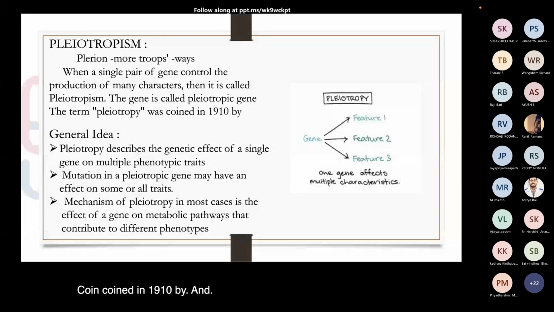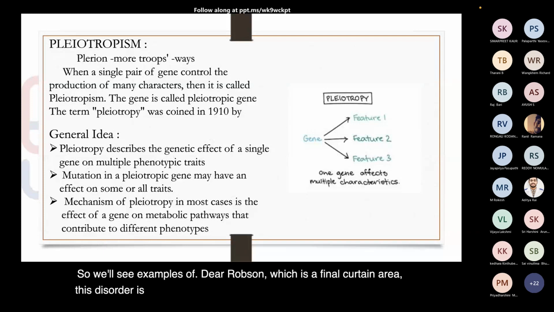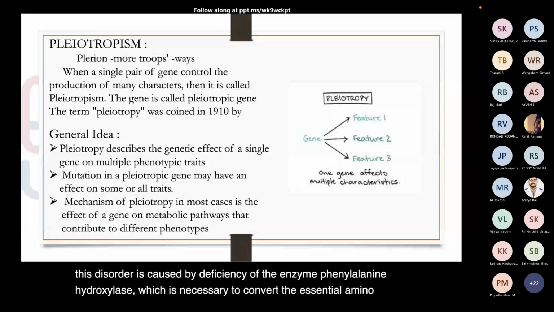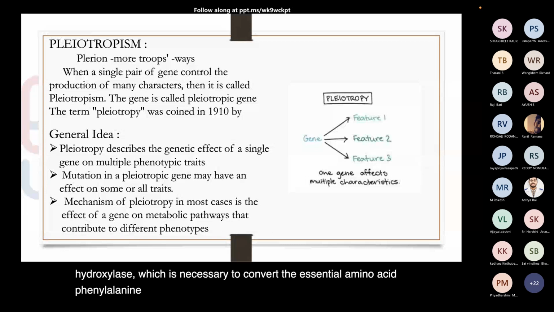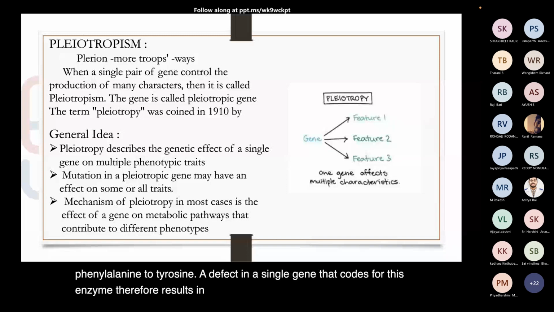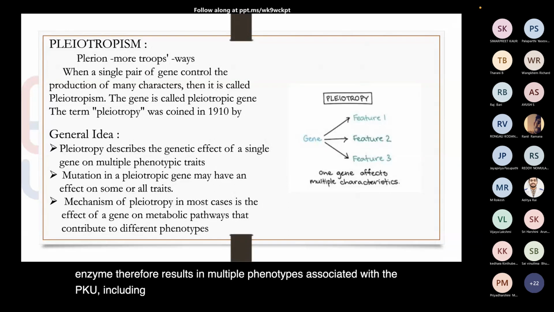So we will see an example of pleiotropism, which is phenylketonuria. This disorder is caused by a deficiency of the enzyme phenylalanine hydroxylase, which is necessary to convert the essential amino acid phenylalanine to tyrosine. A defect in a single gene that codes for this enzyme therefore results in the multiple phenotypes associated with PKU, including mental retardation, eczema, and pigmentation defects that make affected individuals light-skinned.